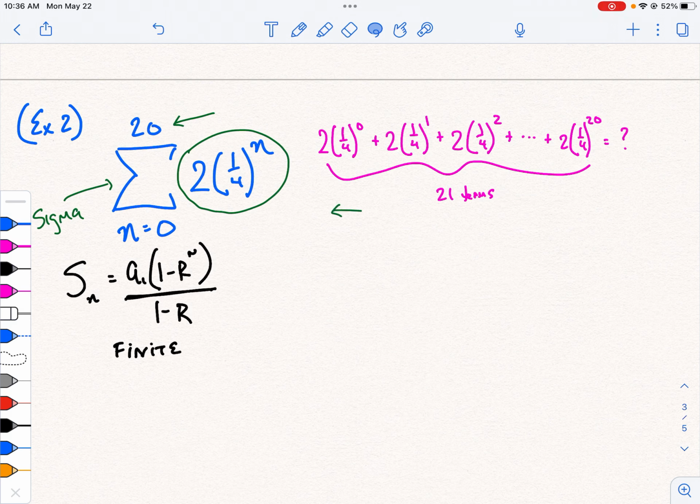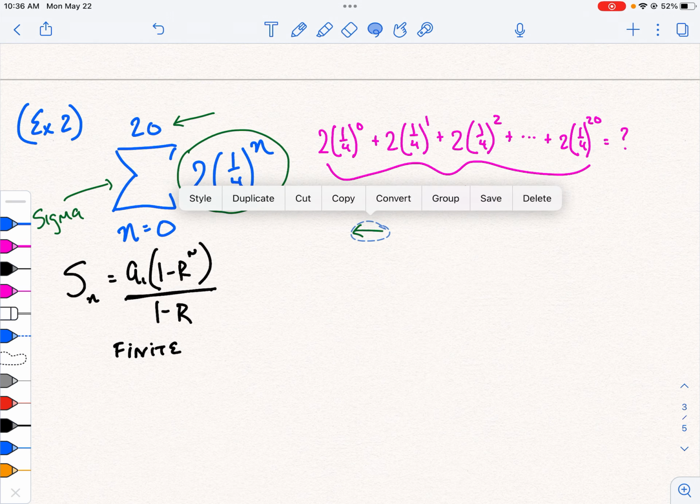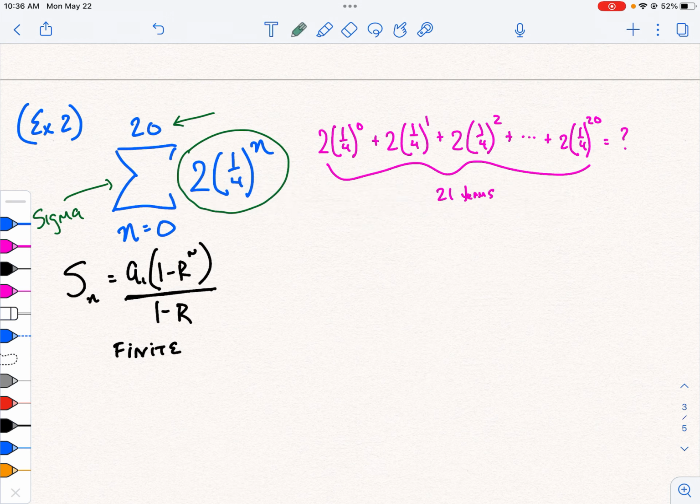While we could do this with brute force, calculating this value and this one, doing it 21 times and then putting them all into a calculator and adding them together, we don't want to do that because it's going to take forever. So instead, we have this formula right here, which is how you calculate the sum of a finite series. Finite means it ends at some point. Ours ends after 21 terms. The sum of a finite geometric series.